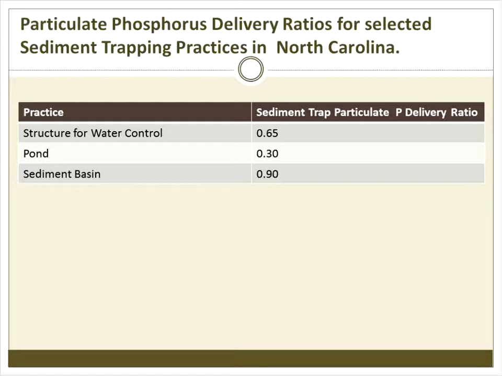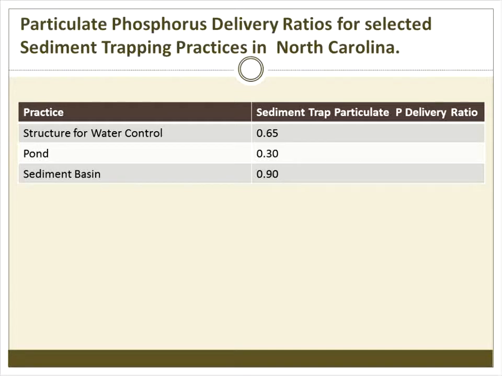A pond will deliver 30% of the phosphorus, or it will retain 70% of the phosphorus. And when we talk about ponds, we're talking about structures that may have a channel going into the pond, but typically they don't have an outflow channel. They may have an emergency spillway, but it's not an inflow-outflow situation. Typically, these are ponds in the Piedmont that were built for either irrigation for tobacco or drinking water for cows.